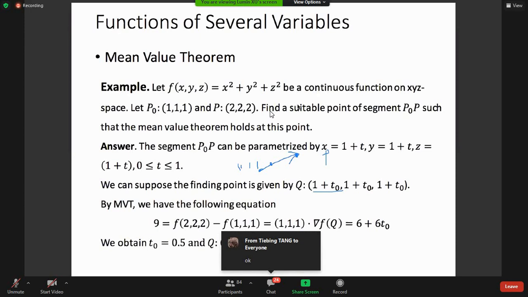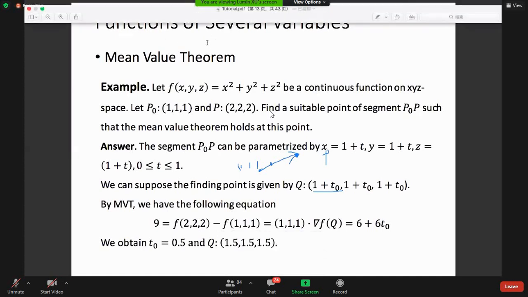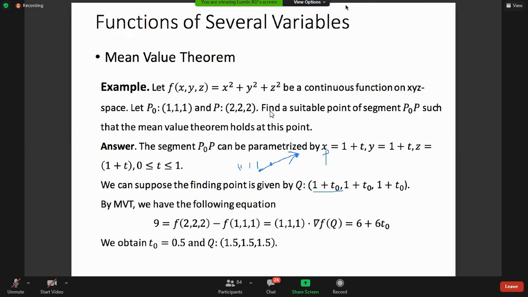Yes, position vector (1,1,1). Good. Okay. Any more questions?